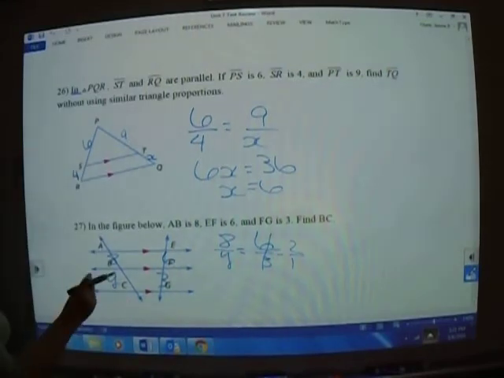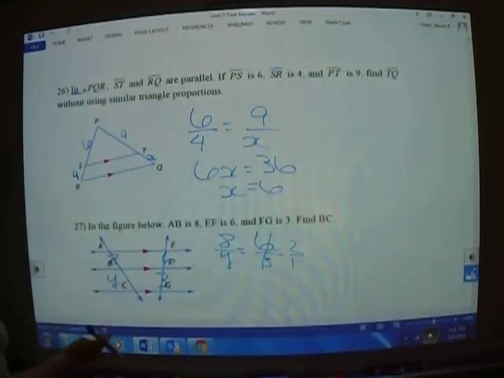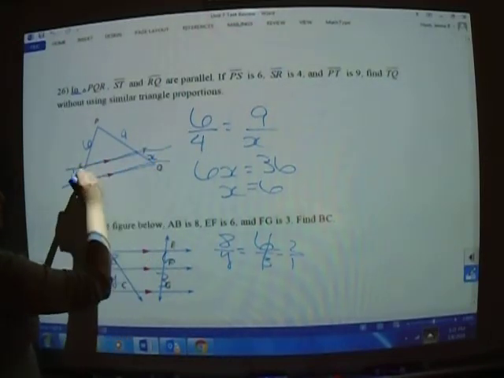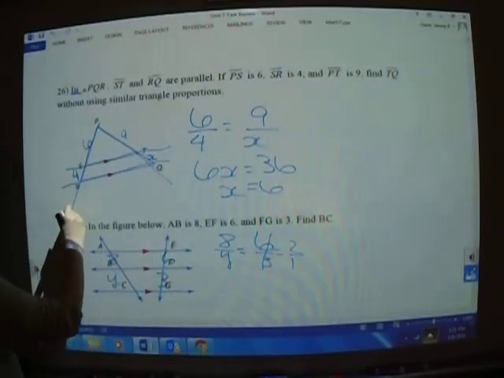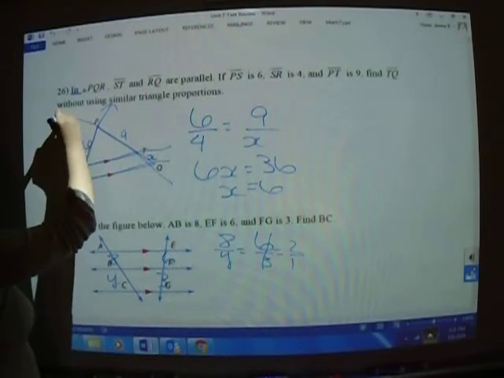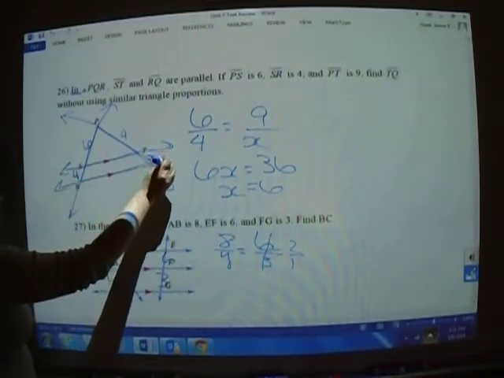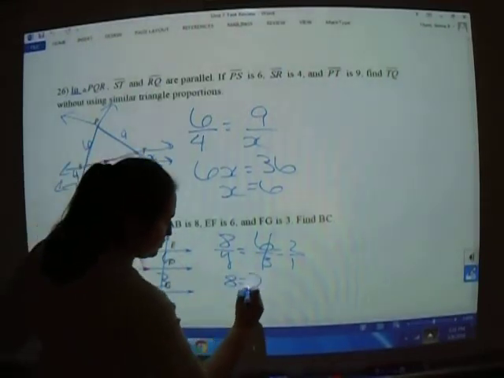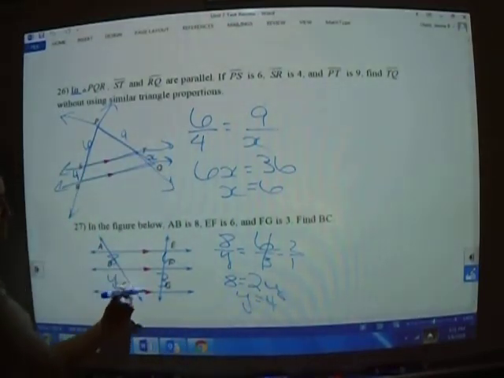Keep in mind, when you have 3 parallel lines intersected by 2 transversals, you're able to do this, okay? And when you think about it, these are 2 parallel lines with 2 transversals. You see that? These are our transversals, which is why we're able to do this. So we just calculated 8 equals 2y, y equals 4. Alright? So BC is 4.